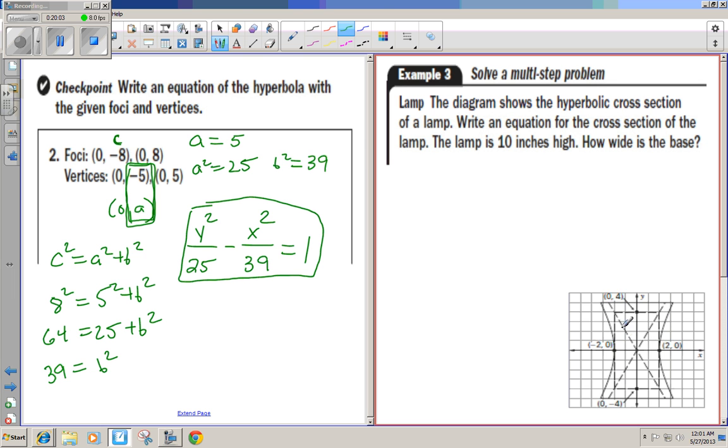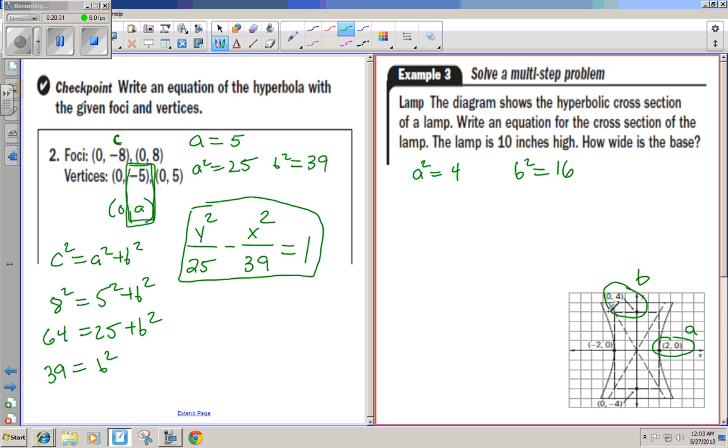All right, so a couple pieces of information here. We know that the vertex is always at A. So we know that A squared is 4. This part right here, we haven't talked about yet, but that's your B value. So B squared is equal to 16.